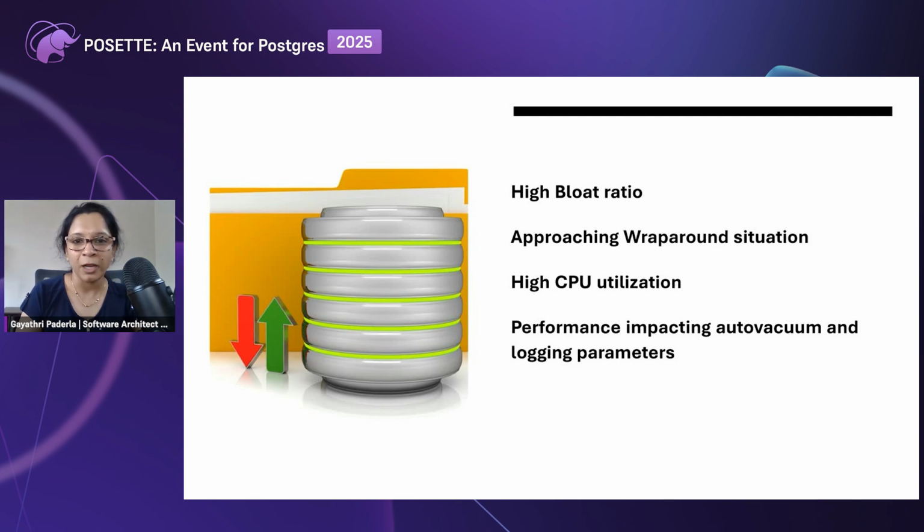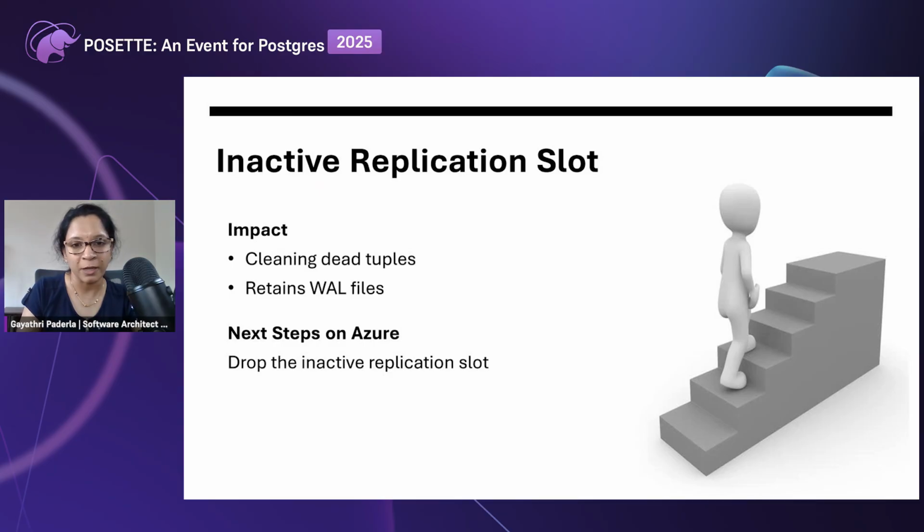Those are if you have a high bloat ratio on your server, or your server is approaching a wraparound situation, if your server is mostly at a high CPU utilization, which is greater than 90% almost consistently for 2 hours, and there are some logging parameters and autovacuum parameters which can impact the performance. So we trigger recommendations for all the above scenarios. And in this talk, we will walk you through each of these scenarios, how it impacts, and how the recommendation will make your server performant and get it out of that scenario.